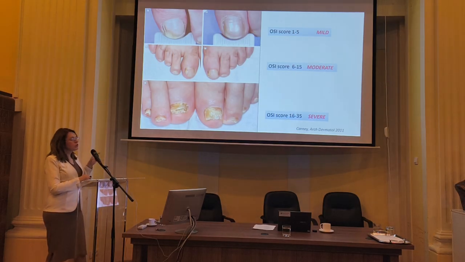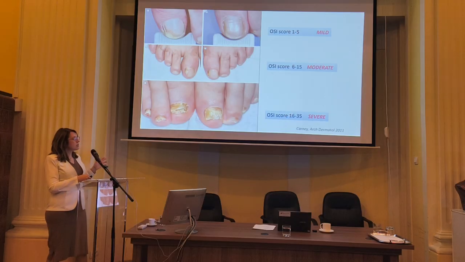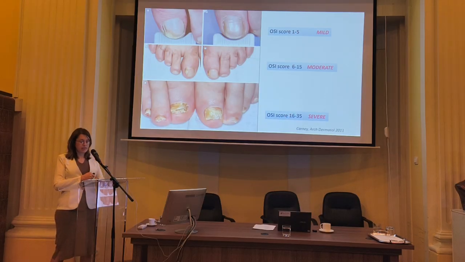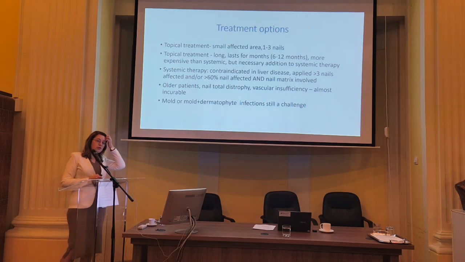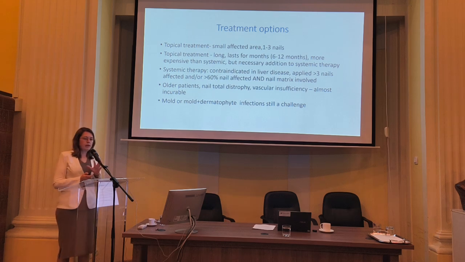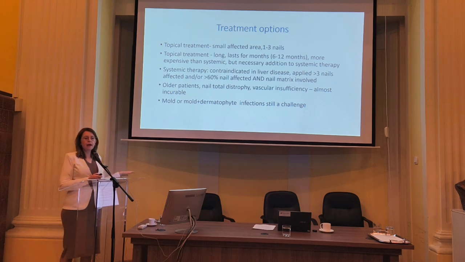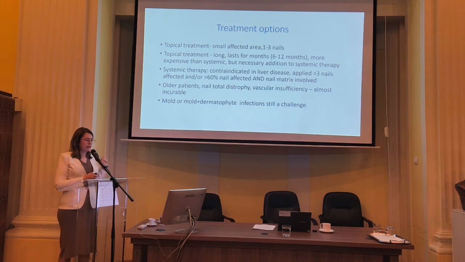And here we have total dystrophy of the nail. So this is 16 to 35. In this case, 35 points. So this is severe. It's hard to treat. It's not easy to treat these patients. So we do have treatment options. If we have a small affected area, 1 to 3 nails, that is good. We can use topical medications.